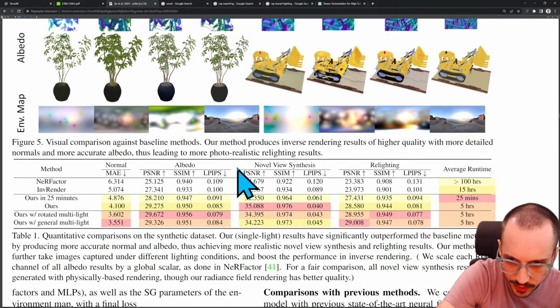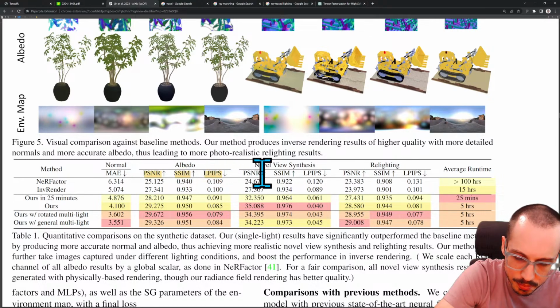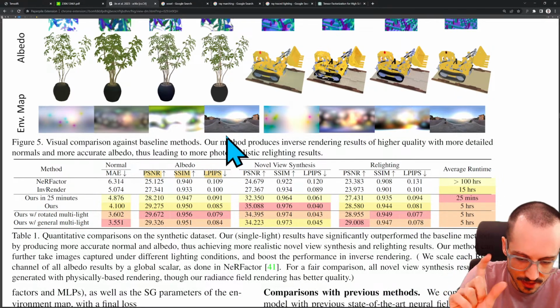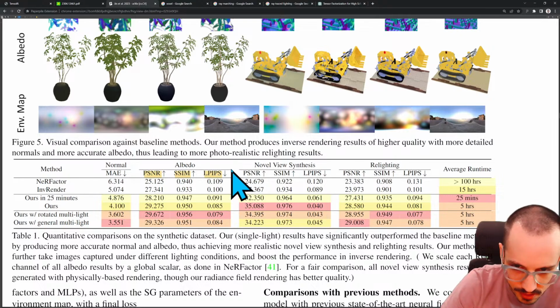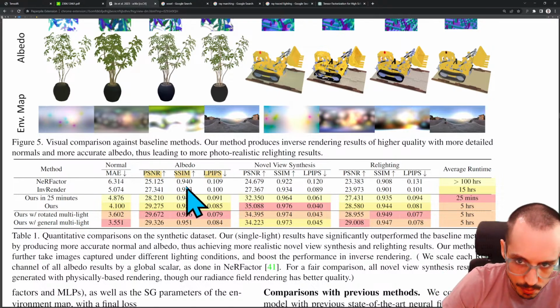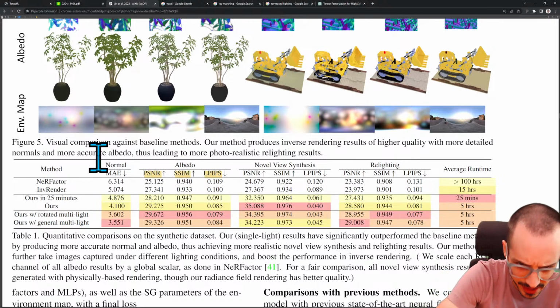So here are different quantitative metrics of quality. So you have peak signal to noise ratio, SSIM, and LPIPS. These are perceptual losses or perceptual distances. I think what LPIPS does is it feeds the images into a neural net and then compares the difference in the embedding vectors that result. So lower is better. You want less distance. PSNR, you want more signal to noise, so higher is better.